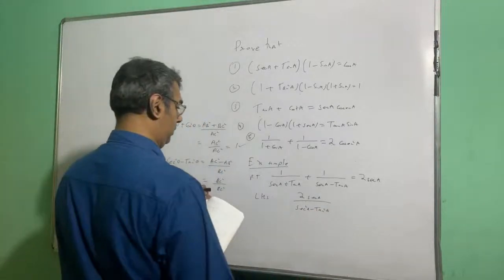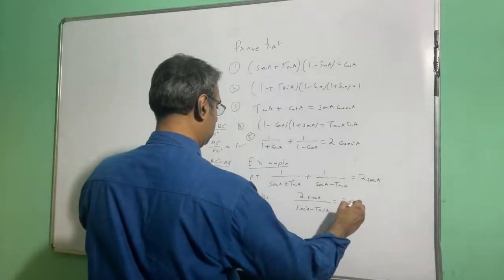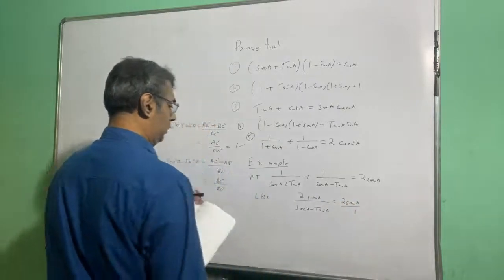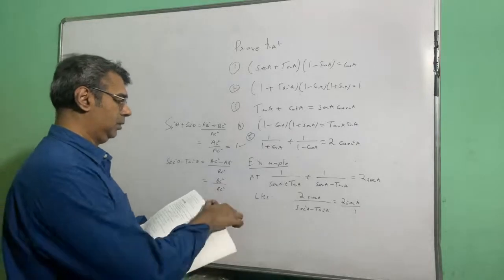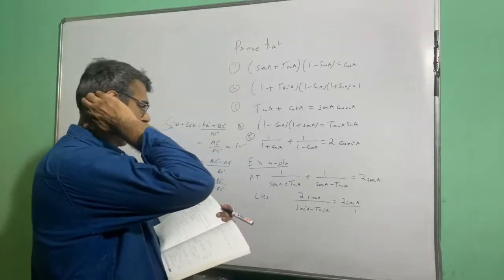Denominator will be sec square A minus tan square A. Now sec square A minus tan square A is 1. So the answer will be whatever is there in the numerator. So the answer will be 2 sec A.